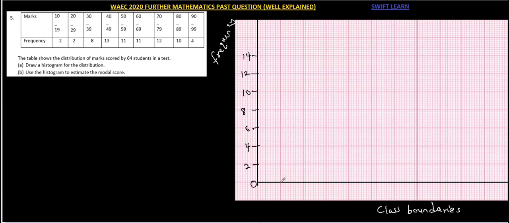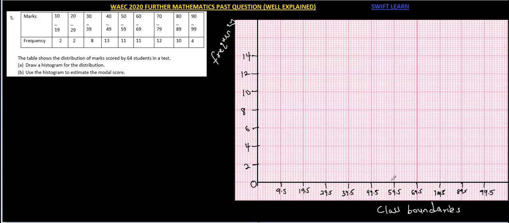Then for the class boundaries, here is 9.5, then 19.5, 29.5, 39.5, 49.5, 59.5, 69.5, 79.5, 89.5, and it stops at 99.5.